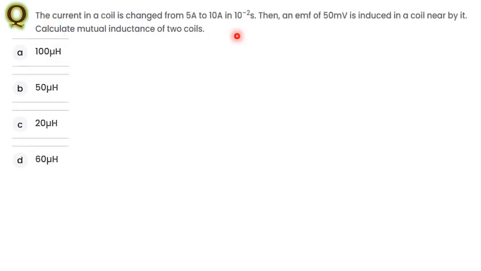Again, mutual induction. First you should know the formula in the case of mutual induction. What data have they given? The changing current is 5 to 10 ampere, the time is 10 power minus 2 second, and the EMF is 15 millivolt. They are asking for the mutual inductance. Changing current, that is di by dt, is given, and the induced EMF in the coil is directly proportional to di by dt. From this, E is equal to M into di by dt. This is about mutual induction.